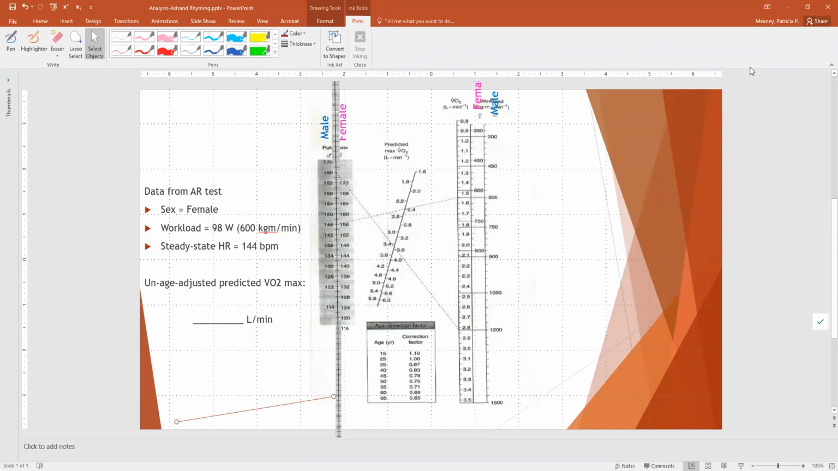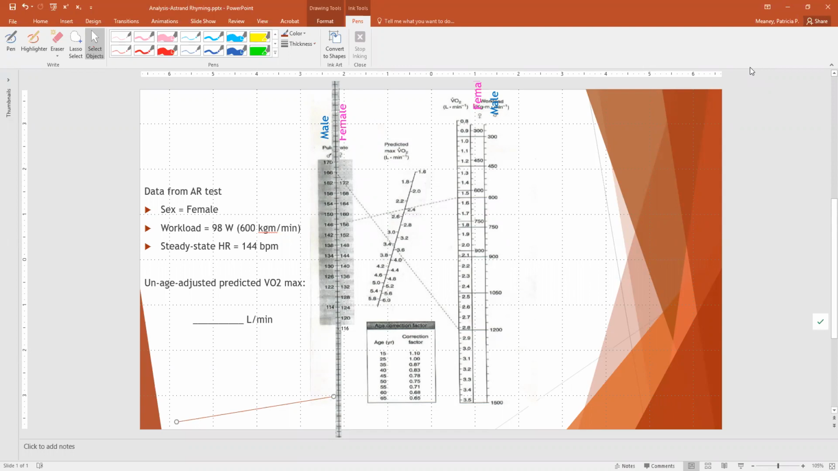Hi guys, today I'm going to give you a quick tutorial on how to get started with the Astrand Rhyming Nomogram. The first thing I wanted to say is we're going to be using the nomogram based off of some data that was collected previously from an Astrand Rhyming test on a female participant who was a well-conditioned individual. So this is somebody who's a regular exerciser.